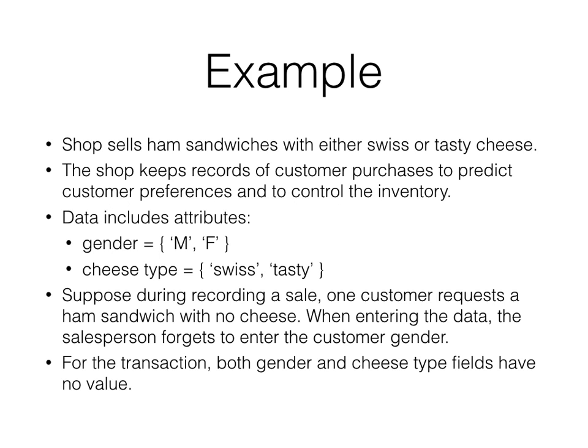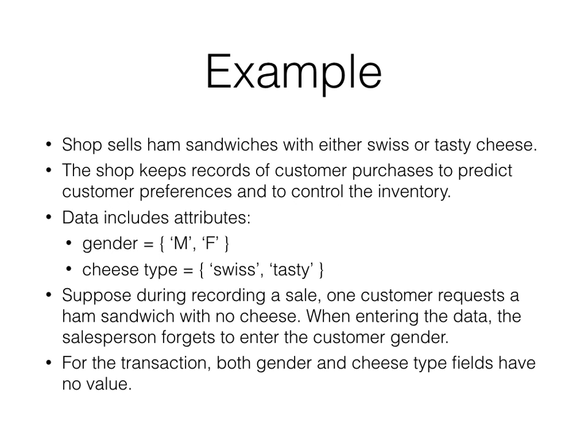Our shopkeeper is really interested in data analytics, and he wants to be able to predict his customer preferences and to control the inventory of cheese and bread, I guess, and ham. So he's going to keep records of what people buy. The data that we're collecting includes two attributes. First off, he's going to collect the gender, whether it's a male or a female that buys the sandwich. And he's going to collect the cheese type, whether they bought a ham sandwich with Swiss cheese or a ham sandwich with tasty cheese.